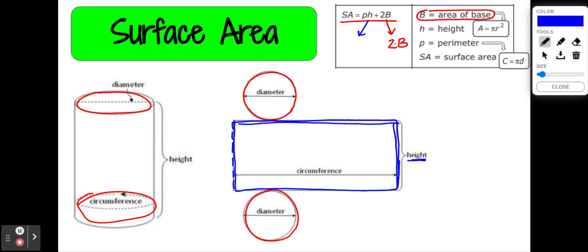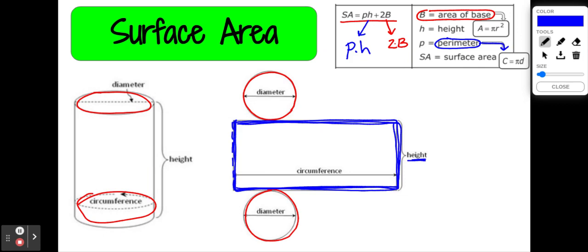When you pull it apart, the circumference of the circular base becomes the length of the rectangle. So when it says perimeter here, it's actually talking about the circumference of the circle. Circumference means the distance around a circle. That's what perimeter is: the distance around a shape. So when we're taking perimeter, that's really the circumference. We're then going to multiply it by the height, and that's what's going to give us the area of this tube in the middle of a cylinder.